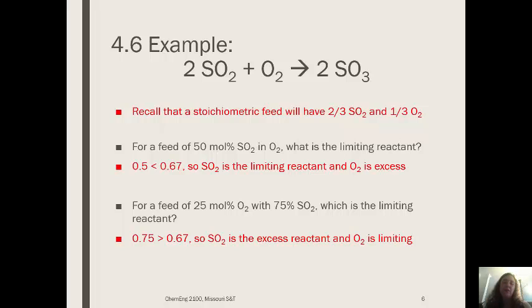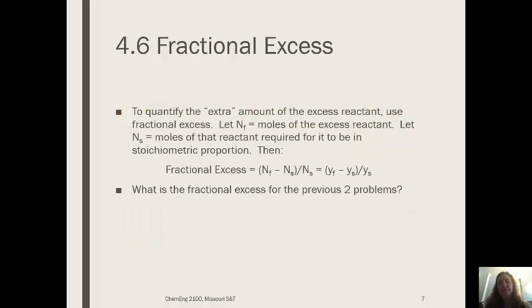For the other example, 25% oxygen and 75% SO2. Now you can choose to look at the O2 or the SO2, doesn't matter. 75% SO2 is the actual. The stoichiometric proportion is 2/3. 75% is greater than 67%, so SO2 is the excess reactant in this particular case.